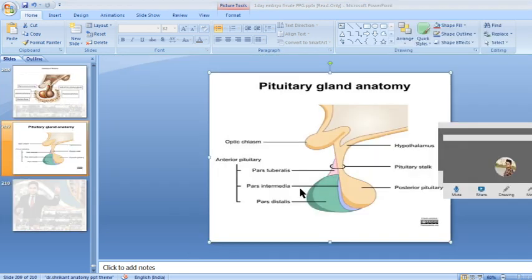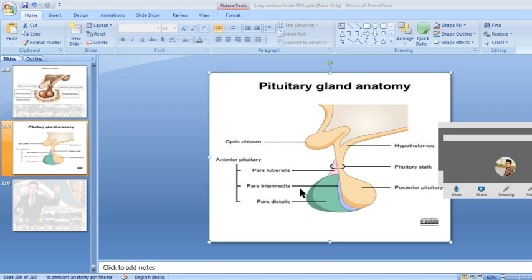So this question will be asked: how many parts does the anterior pituitary have? Three. Pars tuberalis, the tuber-like, elevation-like structure. Then pars distalis and pars intermedia. Distalis is the very large part. In a few books you will see this is also known as the pars anterior.